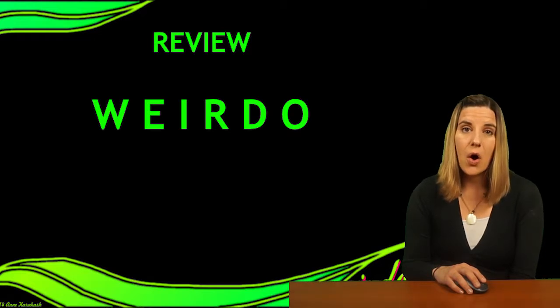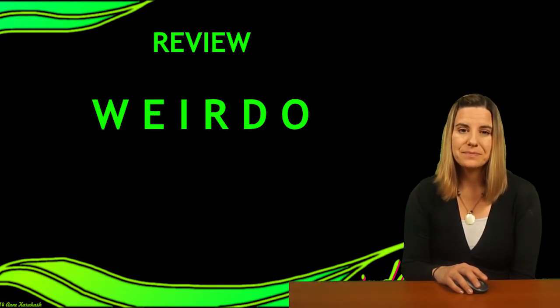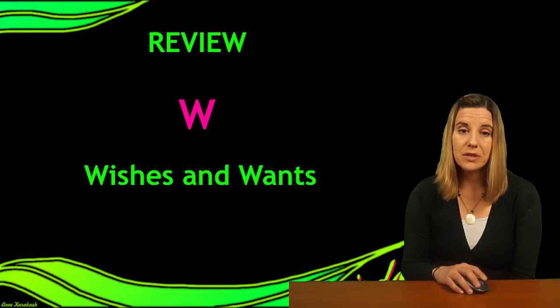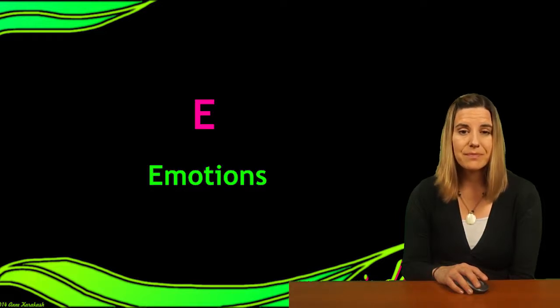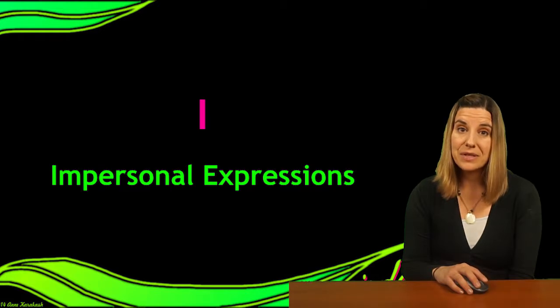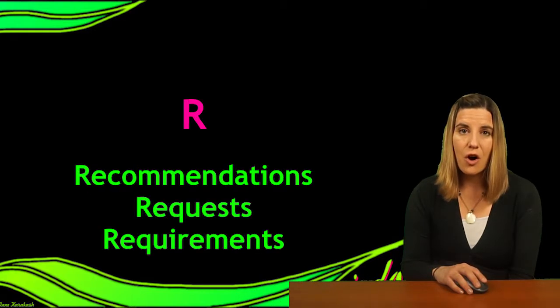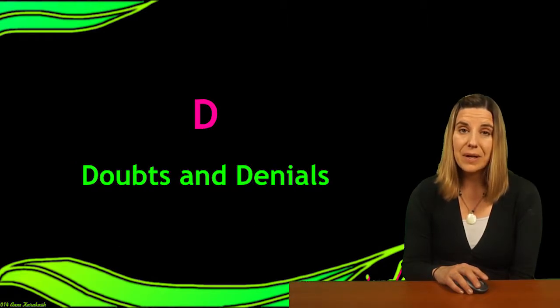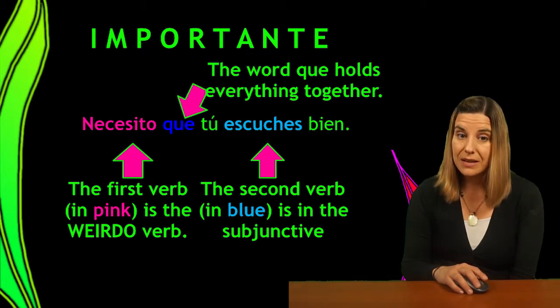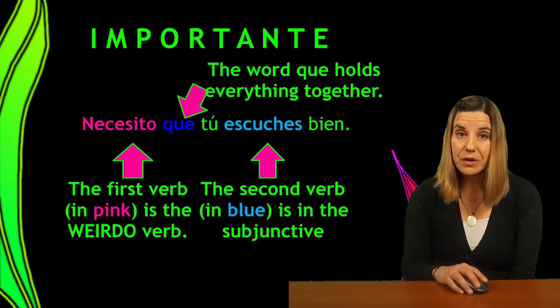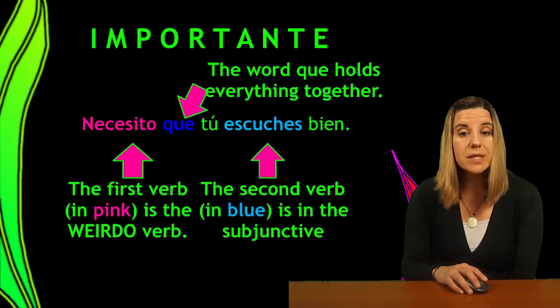So now we can review all of the weirdo verbs. W stands for wants and wishes. E for emotions. I, impersonal expressions. R, recommendations, requests, requirements. D, doubt and denial. O, ojalá. Necesito que tú escuches bien. The first verb in the pink is the weirdo verb. The second verb is forced into the subjunctive, and it's all held together with que.